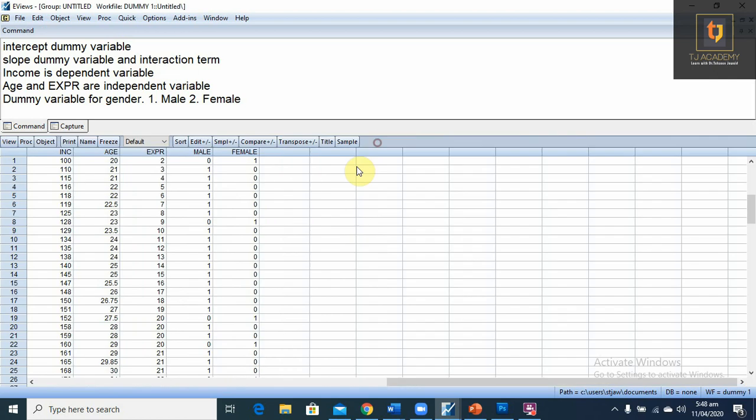In this sheet, we can see respondent number one has income 100, age 20, experience 20, and the person is a female, because in the male dummy variable here we have written a zero, it means the person is female. And whenever one is written here, it means the person is male. Same here in the female dummy variable, where we find one, it means the person is female, and zero means otherwise, means male.